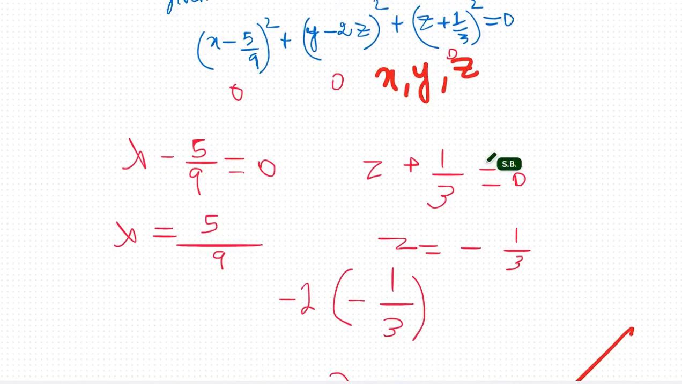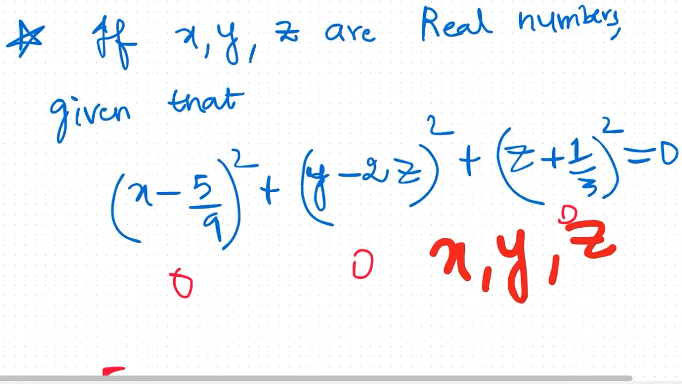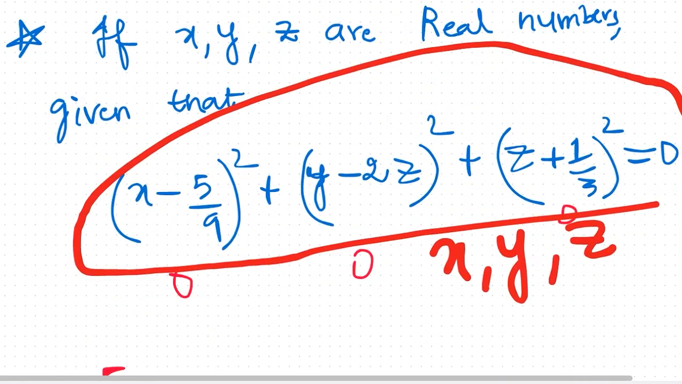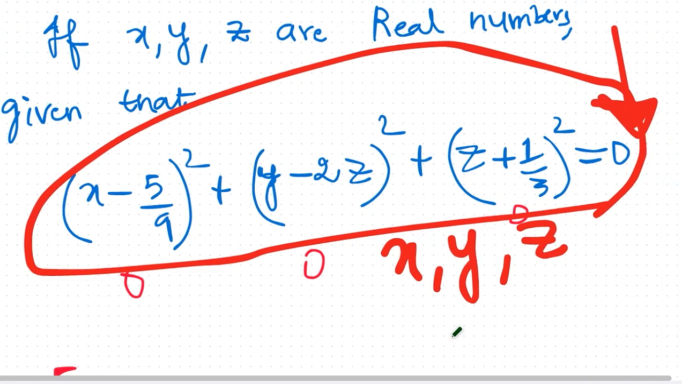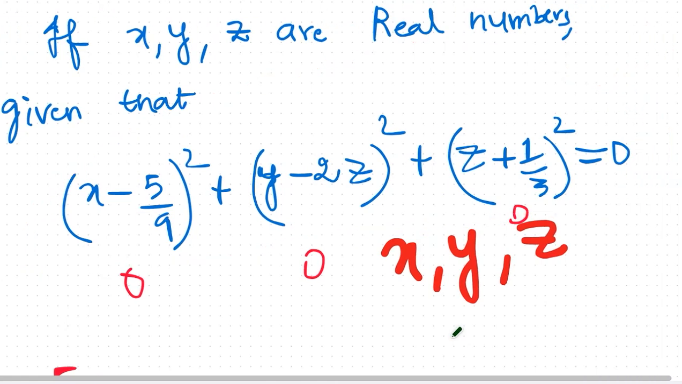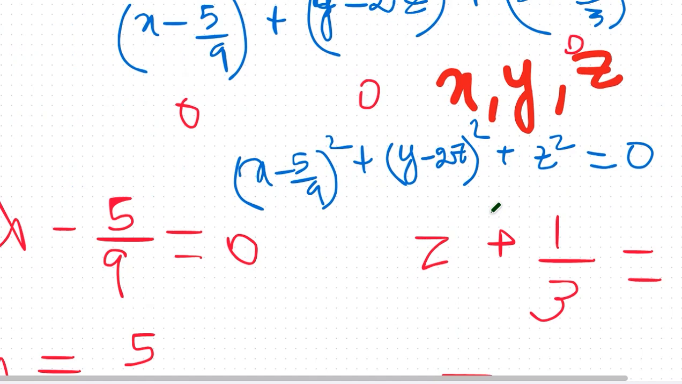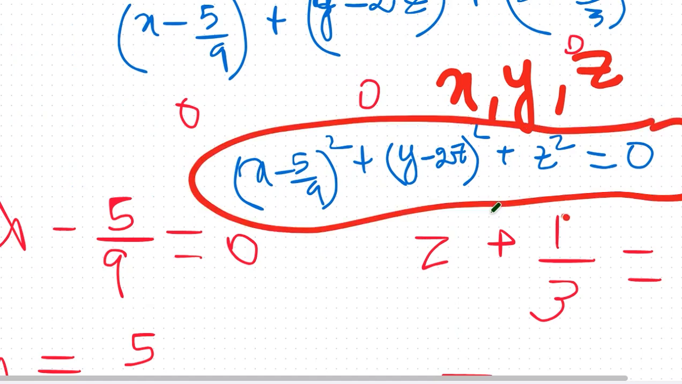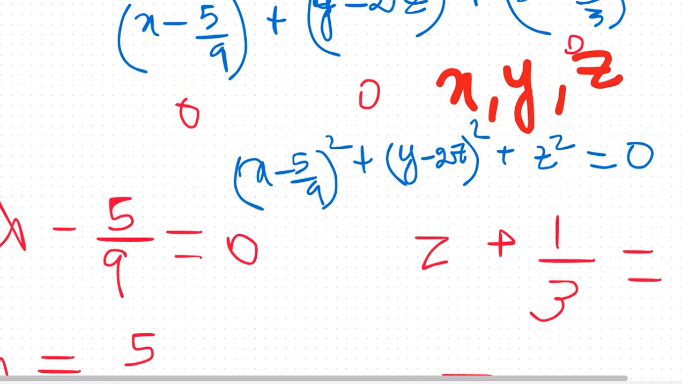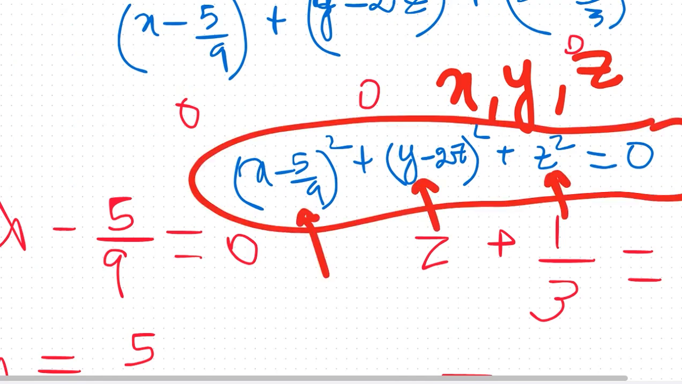So like this. Summation of non-negative quantities, they are all individually 0. That is how you can obtain the overall result as 0. So this is the theorem. So z is 0, y is 0, x is 5 by 9. Okay. So that is the way.